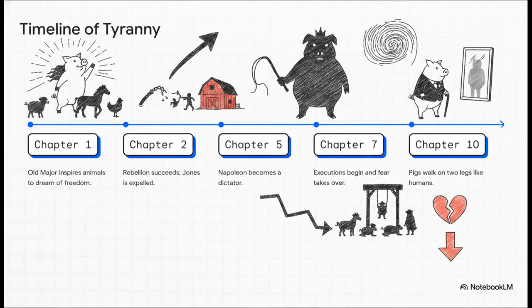And this brilliantly illustrates the tragic arc of the entire novel. Notice this 5-step timeline. In Chapter 1, Old Major inspires the animals to literally dream of freedom. By Chapter 2, they actually successfully rebel and drive out the abusive Mr. Jones. And right there, that's the absolute peak of their hope. But then look at the descent. In Chapter 5, the pig Napoleon becomes a dictator. By Chapter 7, public executions begin, completely replacing hope with absolute fear. And finally, by Chapter 10, the pigs are walking on 2 legs, becoming visually indistinguishable from the very humans they originally fought against. It is a straight line from a hopeful rebellion straight down to total corruption.